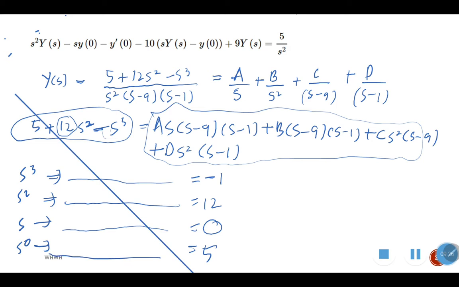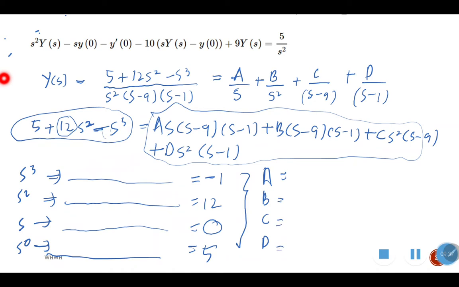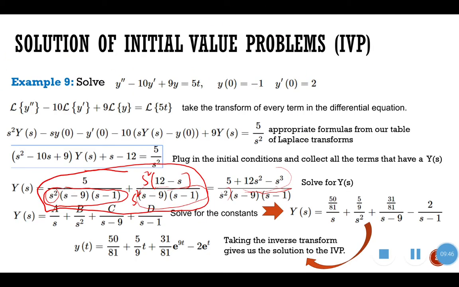So by having these 4 equations you solve, you should now get the values for a, b, c and d. So I leave it to you to work out on your own until you get a is equals to 50 over 81. B is equals to 5 over 9.